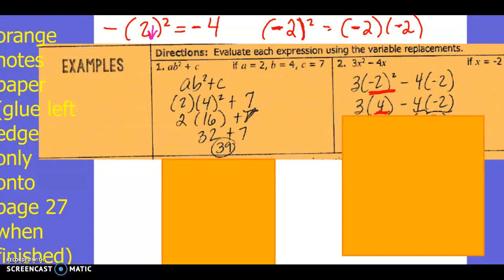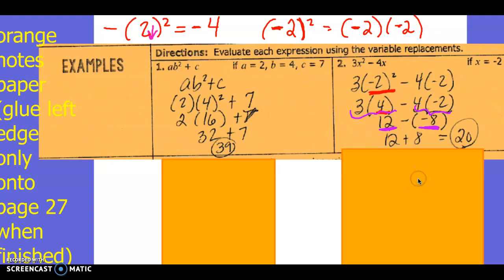Okay, now I do my multiplying because that comes before my subtracting. So I take 3 times 4 and I get 12. I recopy the subtraction sign, and then I take the 4 times the negative 2 right here, and that becomes negative 8. Again, multiply before we subtract. Finally, 12 minus a negative 8, remember the 2 negative signs right next to each other become plus signs, so it's 12 plus 8, which is 20. So there are the 2 examples.